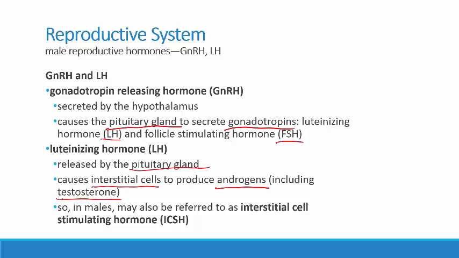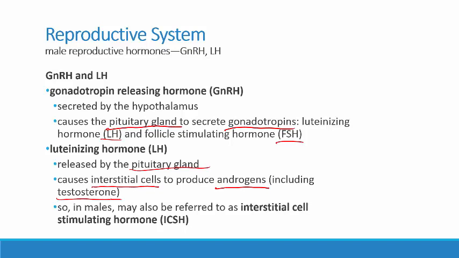Now we have a series of steps, and this gets confusing fairly quickly, so you've got to sit down and spend some time with this. But GnRH, released by the hypothalamus, causes the pituitary gland to secrete LH. LH then has activity at the interstitial cells of the testes and causes the secretion of testosterone into the body.